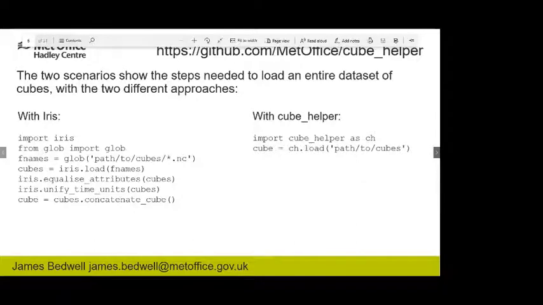So here you can see an example of working with CMIP6 data. On the left-hand side, we've got Iris, and there are 7 different lines of code you need to return a single cube. And these lines can vary from variable to variable. With Cube Helper, it's much easier. It's import Cube Helper as ch, then cube equals ch.load and the path to the data. Then it will look at the data, identify any inconsistencies, remove those metadata inconsistencies, tell you what it's done, and then return you a single cube that you can then work with. If you've got any questions, then please contact James or myself, address there, or raise an issue in GitHub.